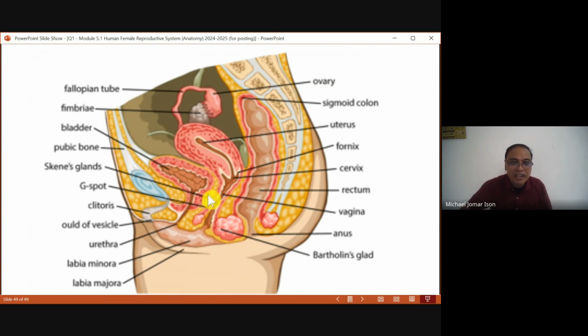This is the bladder. This is the G-spot. This is the clitoris, which contains sensitive nerve endings for arousal. And those were the important things that you have to know.